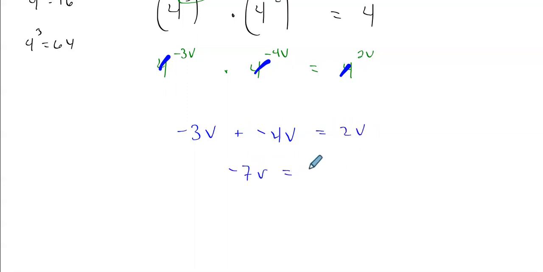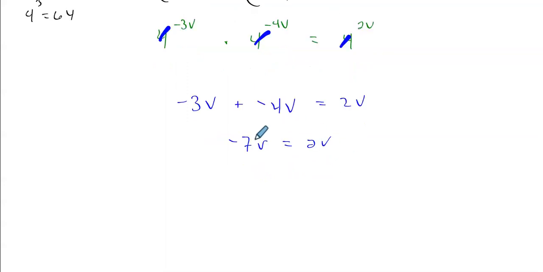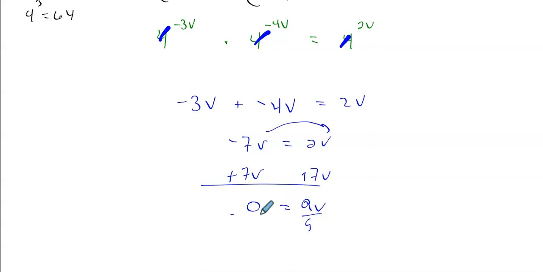Negative 7v equals 2v. Bring all your v's to one side, so I'll bring these all over. So I'm going to add 7v to both sides. Add 7v to both sides, you get 0 on the left. There's nothing on the left. Equals 9v, divided by 9, divided by 9. v is equal to 0.